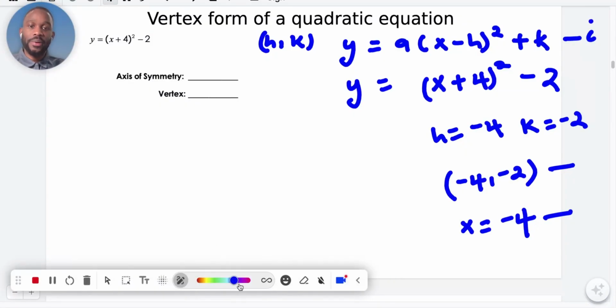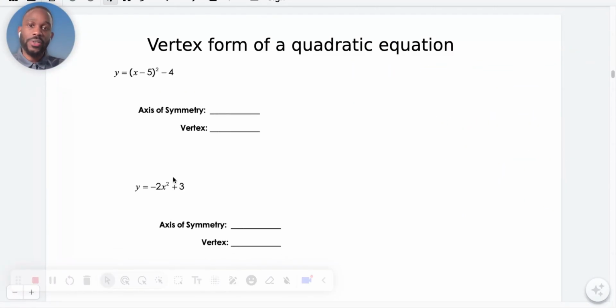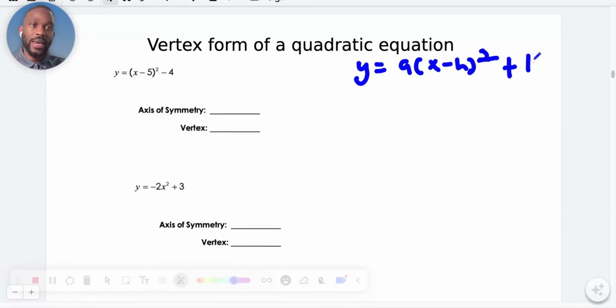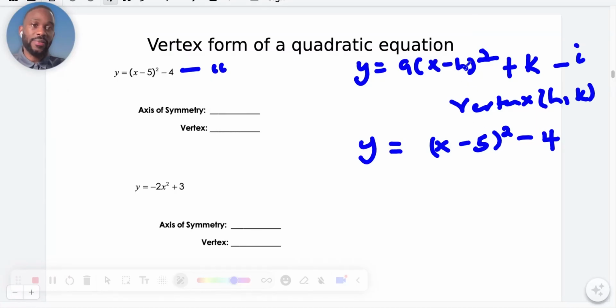So let's look at another example. Again, they're giving me this equation and I'll first write the equation in the vertex form. It's always written as y is equal to a into brackets x minus h squared plus k. Now, bear in mind that the vertex is h, k. So meaning h here is 5, right? And k here is negative 4. So meaning my vertex will be 5, negative 4. And then remember our axis of symmetry is the line x is equal to h. But remember our h is 5. So x is equal to 5 is our axis of symmetry.